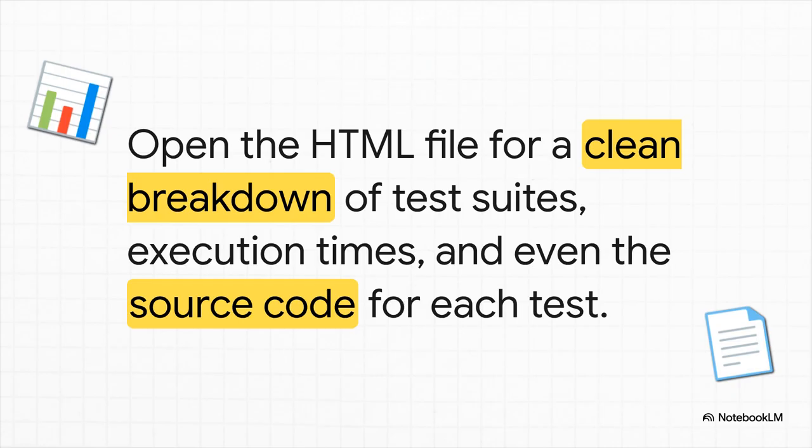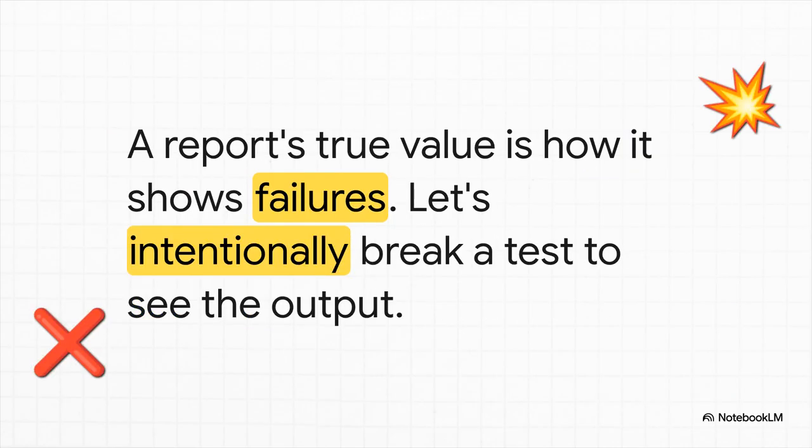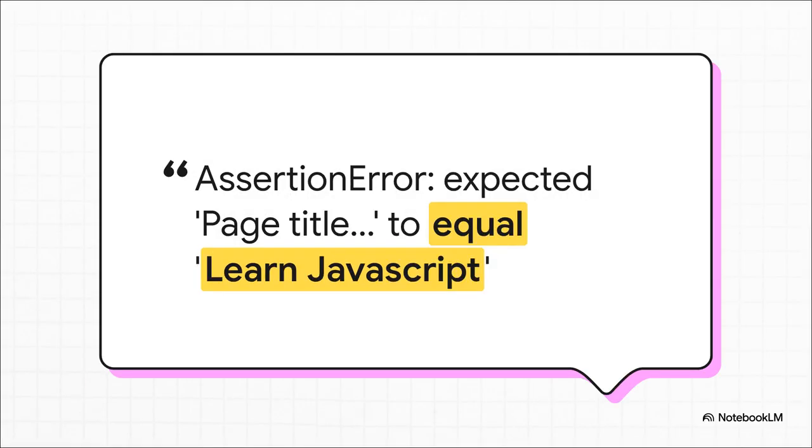Total transparency. Now, seeing green check marks is nice, but where a report really earns its keep is with failures, right? So let's do it. Let's break one of our tests on purpose and see how it handles it. And there you go. When a test fails, it doesn't just show you a big red X. It gives you the full error, right there in the report, right next to the code that broke. This is a total game changer for debugging, because the problem is laid out right in front of you.